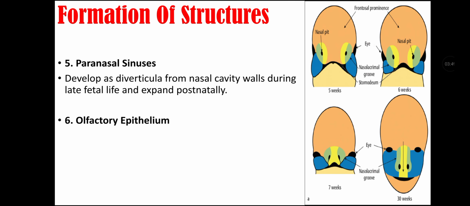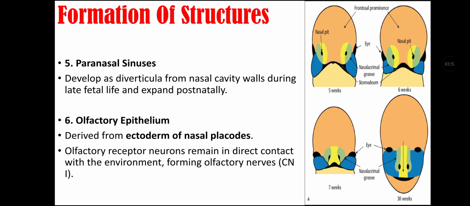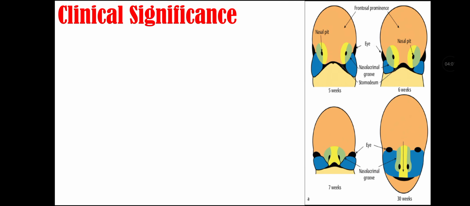Sixth structure is olfactory epithelium that is derived from ectoderm of nasal placodes, and olfactory receptor neurons remain in direct contact with environment, thus forming olfactory nerve that is cranial nerve number 1.